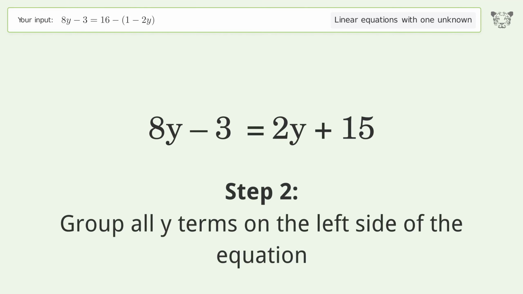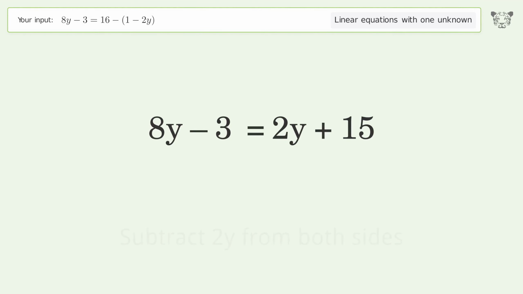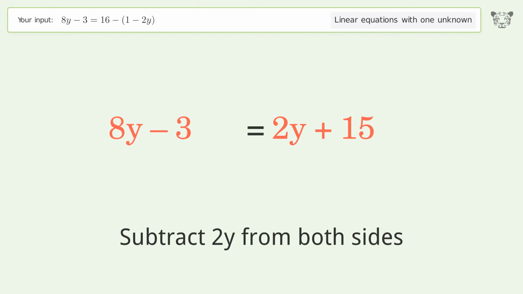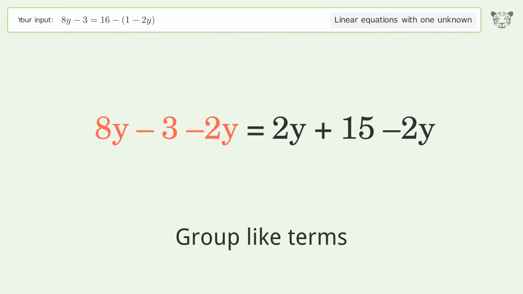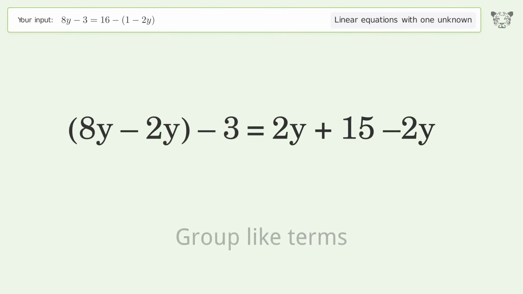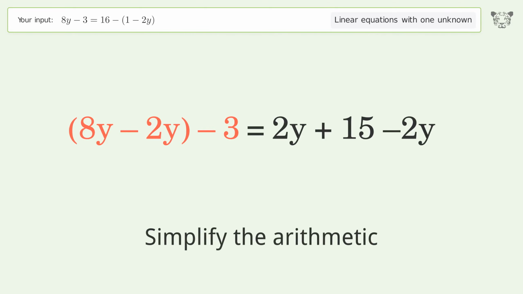Group all y terms on the left side of the equation. Subtract 2y from both sides. Group like terms. Simplify the arithmetic.